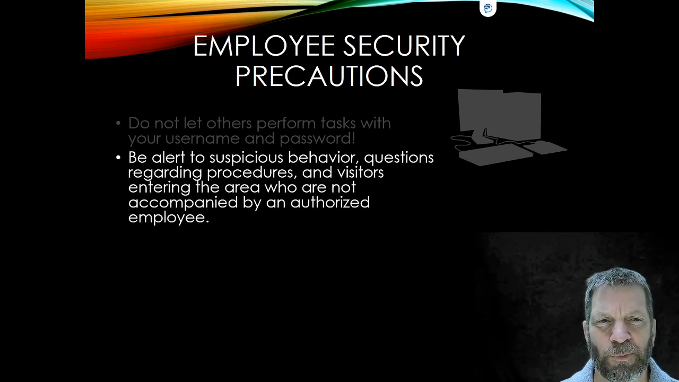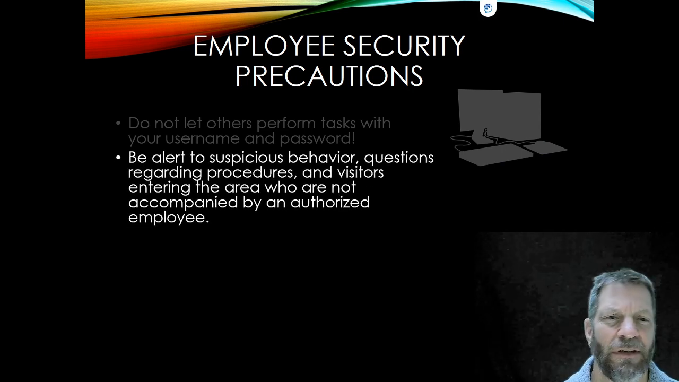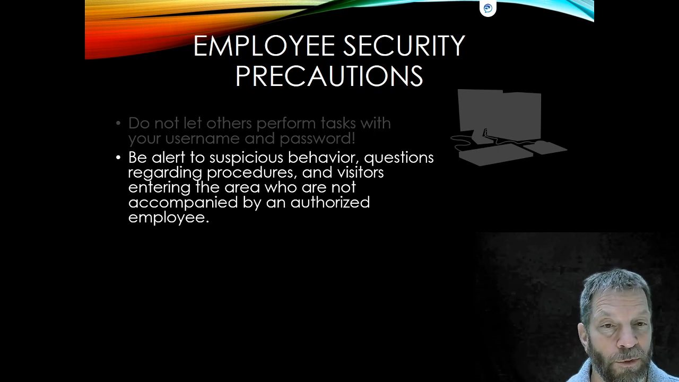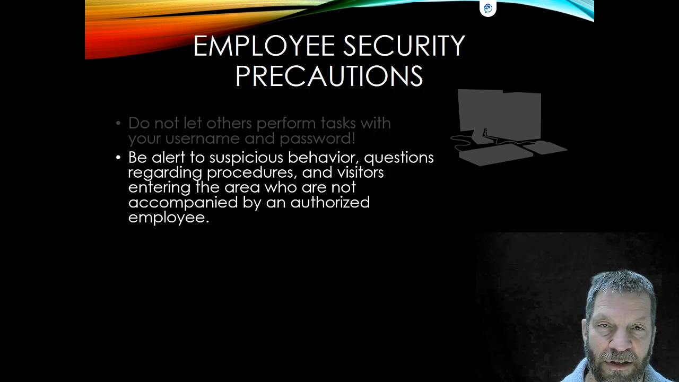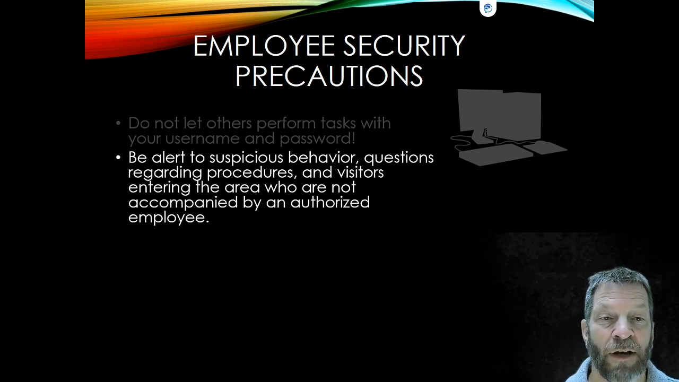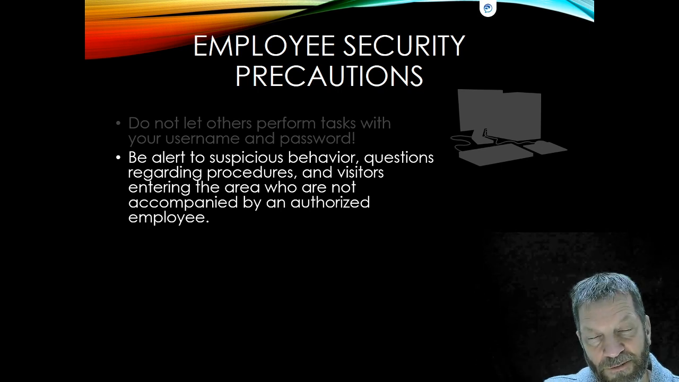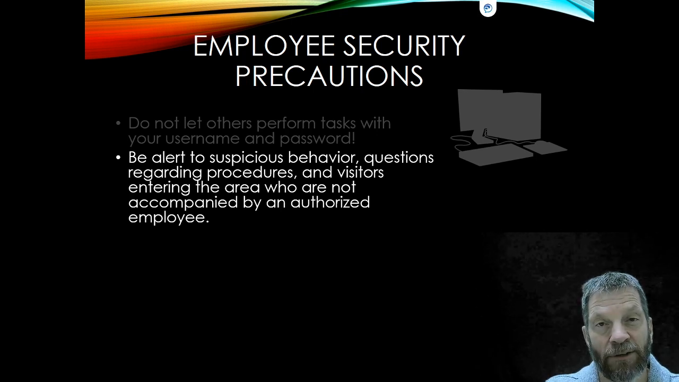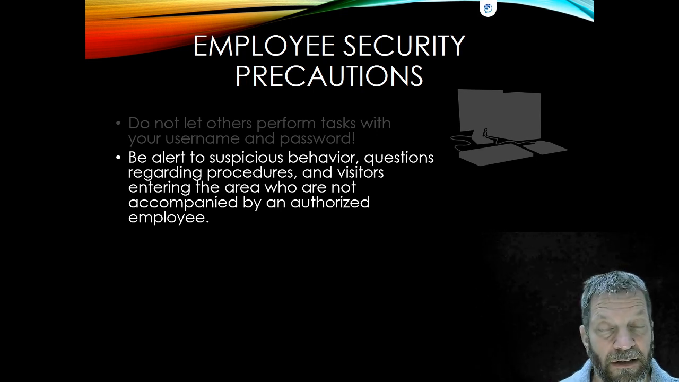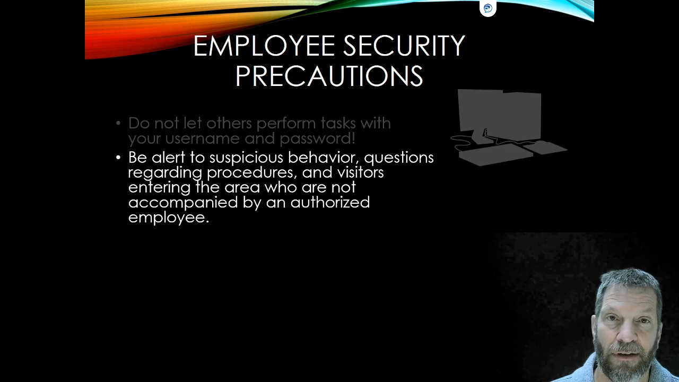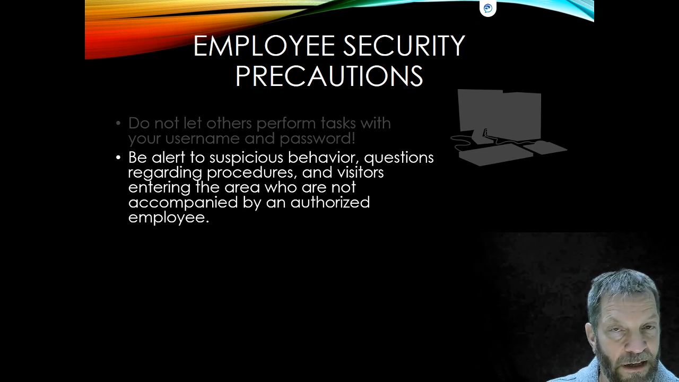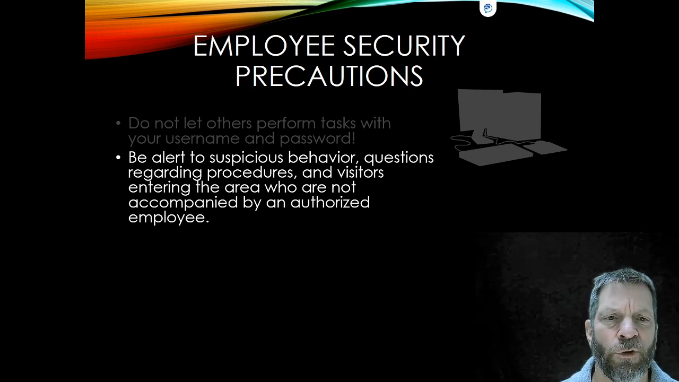Be alert to suspicious behavior. Ask questions. Listen for other people's questions regarding procedures and visitors entering the area, because they may not be authorized. They might not be an authorized employee to be in that area. People can take little bits of information that they overhear from different sources and put those together and eventually create a complete student educational record if they hear enough information. So be aware of who's around.